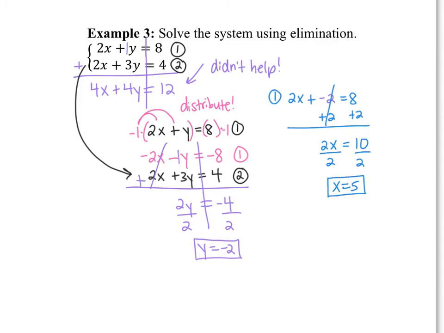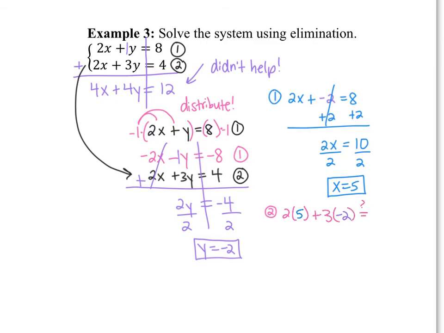Now that we have both of our variables, we need to check it. So since I used equation number 1 to solve for the second variable, I have to use equation number 2 to check my answer because I already know that it works in equation 1, so there's no need to check it in equation 1. So equation 2 is 2 times our x, which is 5, plus 3 times our y, which is negative 2.